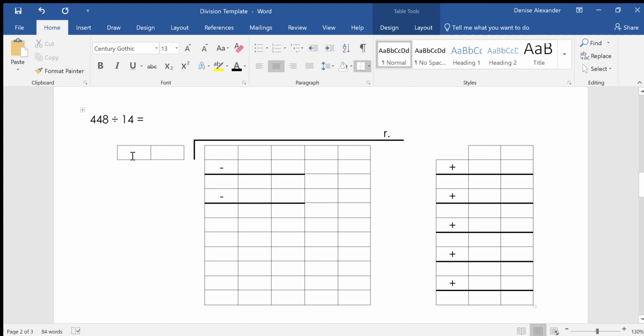So I put my divisor in. I put my quotient in. If you notice, this is a different number. My number I'm adding is 14. So I'm going to quick add up my 14s.